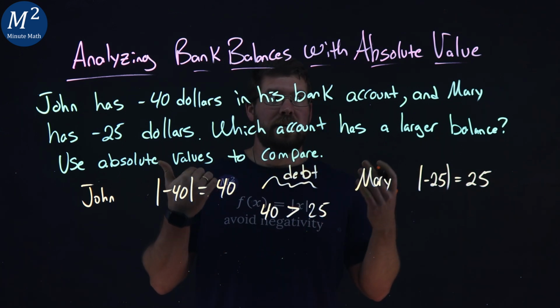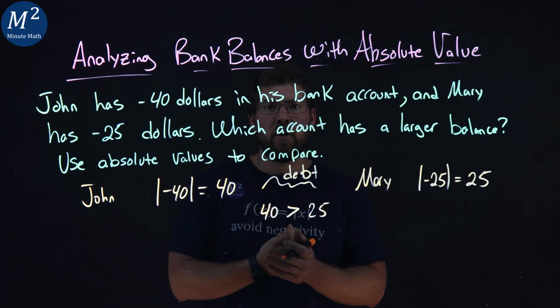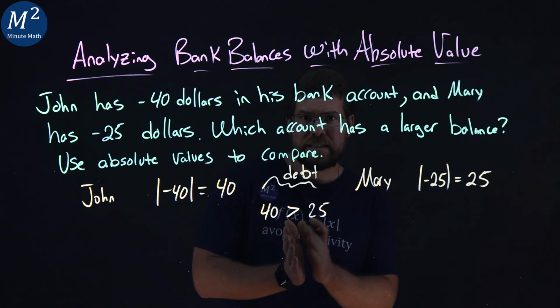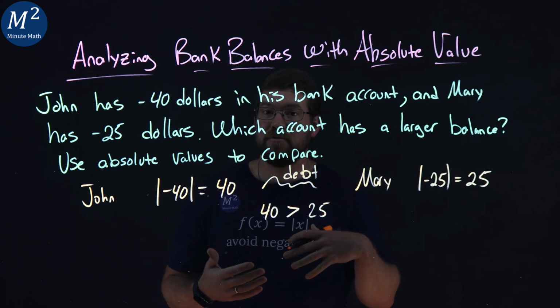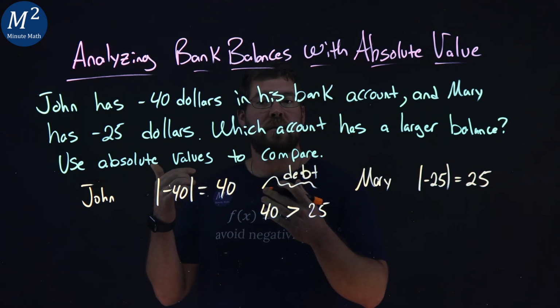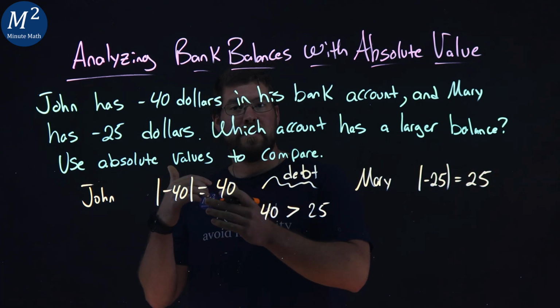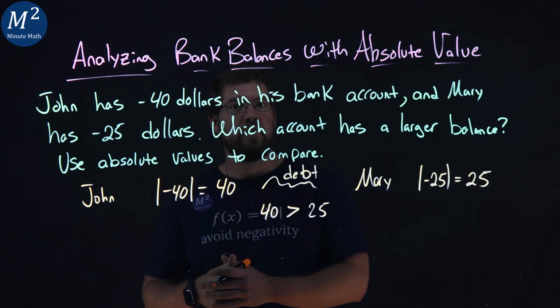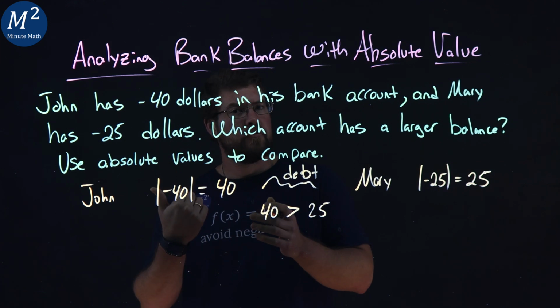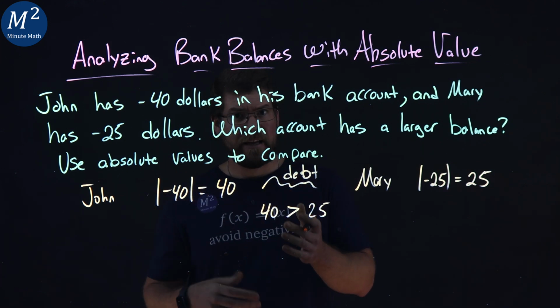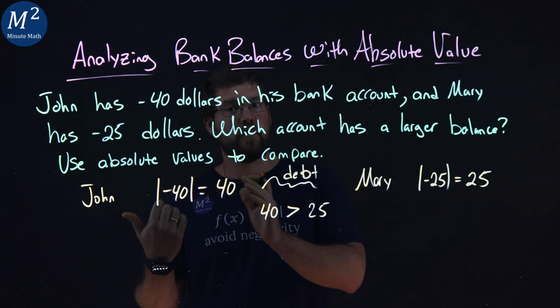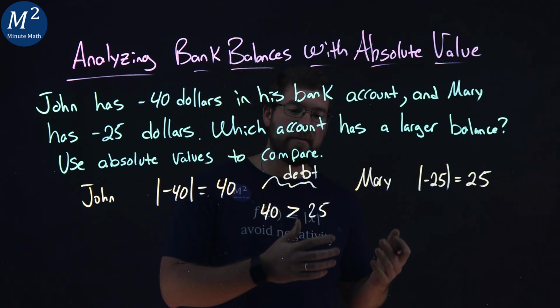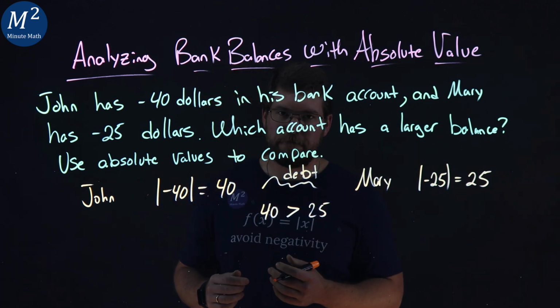But in this case, Mary has a larger balance in a sense, right? Because she is less in debt than John. John is more negative right there. So his account balance is much smaller. They're both going to be negative, right? It's more negative, so he owes more in debt. Well, Mary owes less in debt, so there we have that.